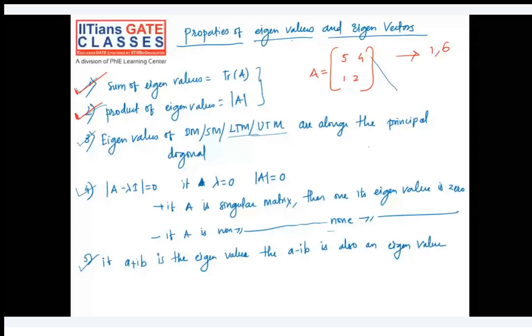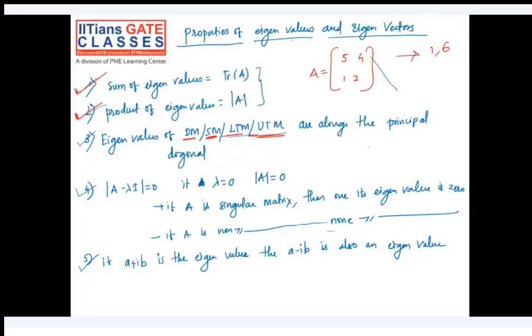Quickly, the third property I'm telling: eigenvalues of a diagonal matrix, scalar matrix, lower triangular matrix, or upper triangular matrix are along the principal diagonal. Very important. Take any matrix which is of either of these forms: diagonal matrix, scalar matrix, lower triangular matrix, or upper triangular matrix. Eigenvalues are along the principal diagonal.